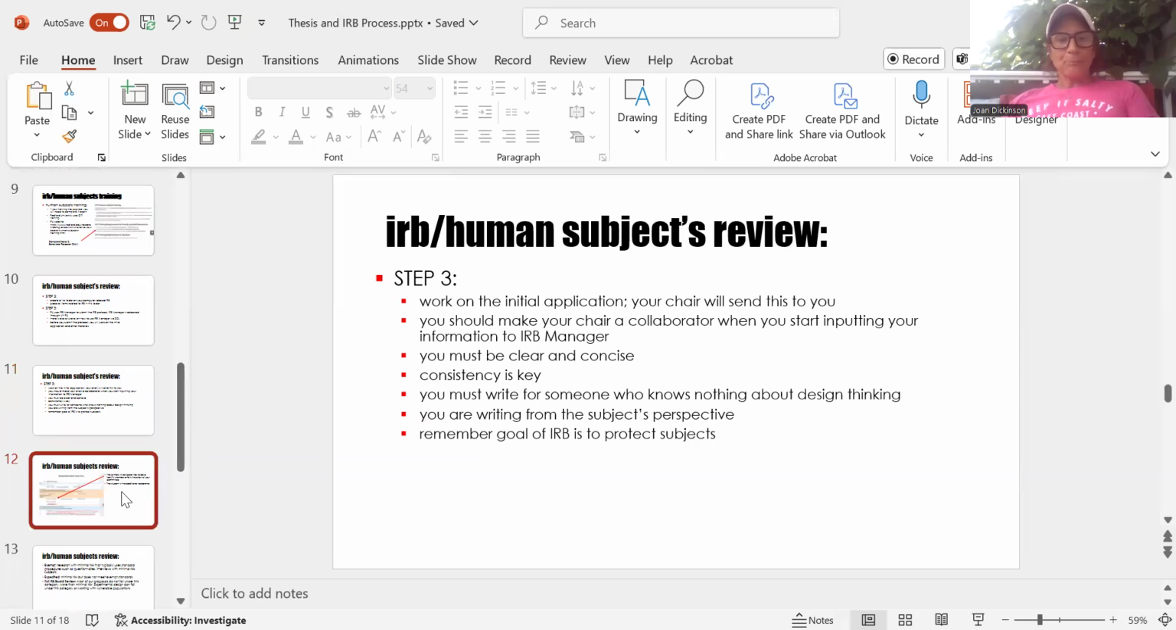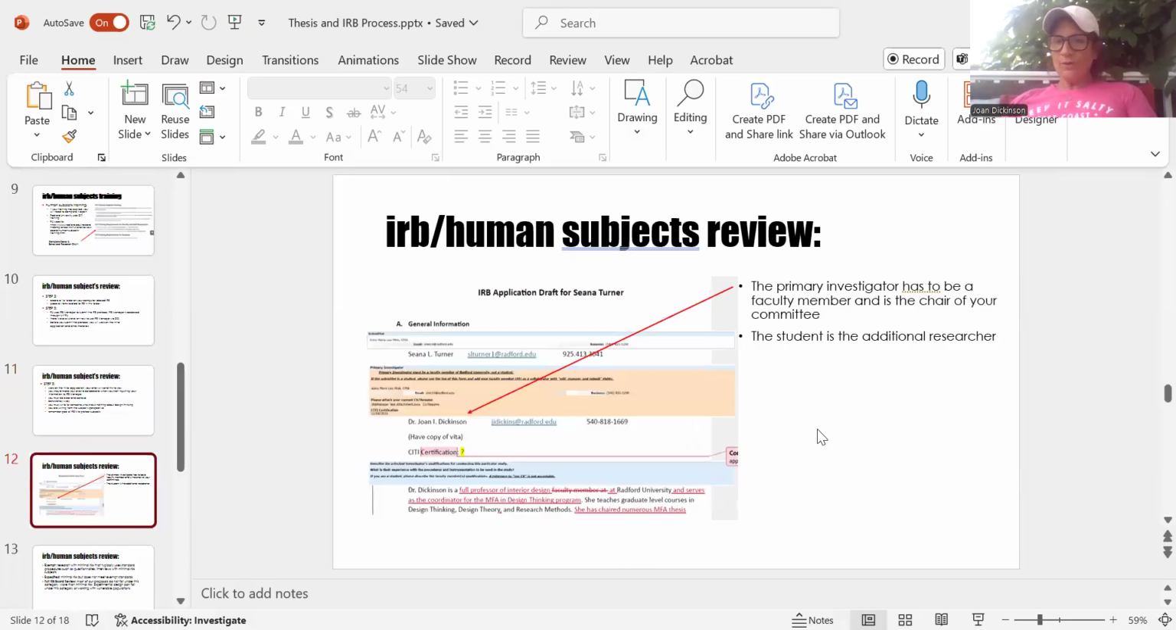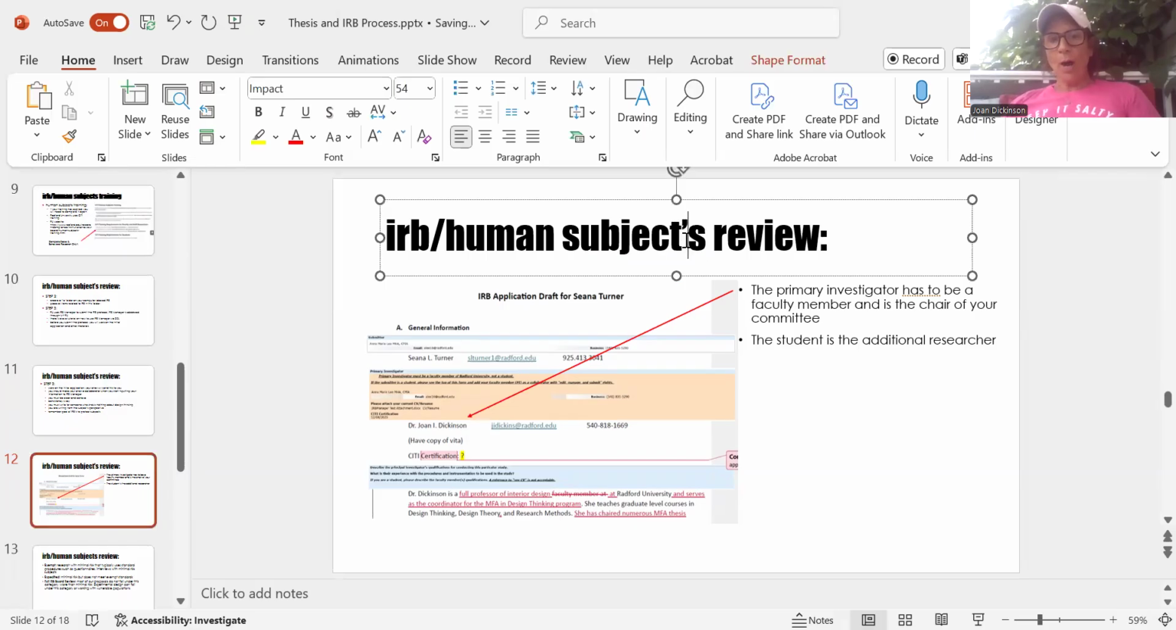All right. So when you first go into the IRB or IRB Manager, they're going to ask you who the researchers are for the study. What they're going to want to know, first of all, is who is the principal investigator, and then who are the additional researchers. The principal investigator has to be the chair of your committee. The chair of the committee is the principal investigator. You are the student researcher. That's very important. It's very important that you do that correctly.